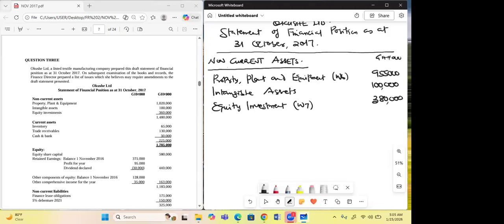Then let's go to current assets. When you are working, between every category, at least leave some 2 lines to make your work very clear. So between non-current assets and current assets, leave at least 2 lines.